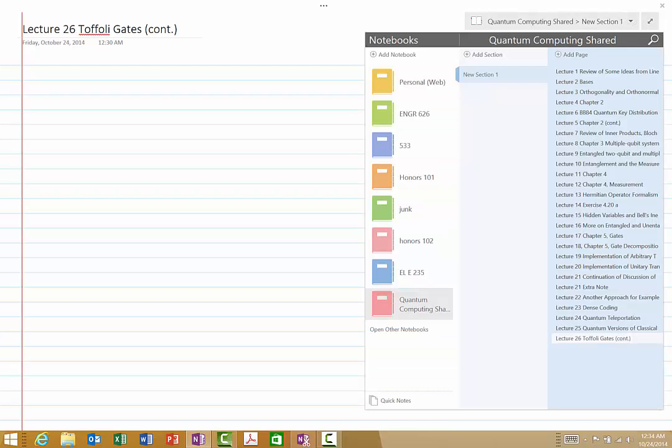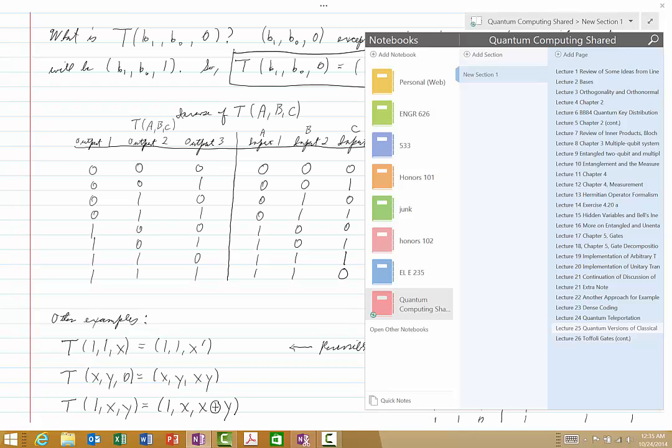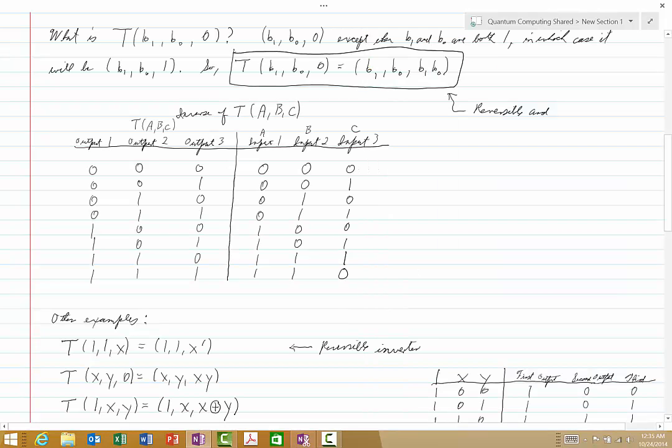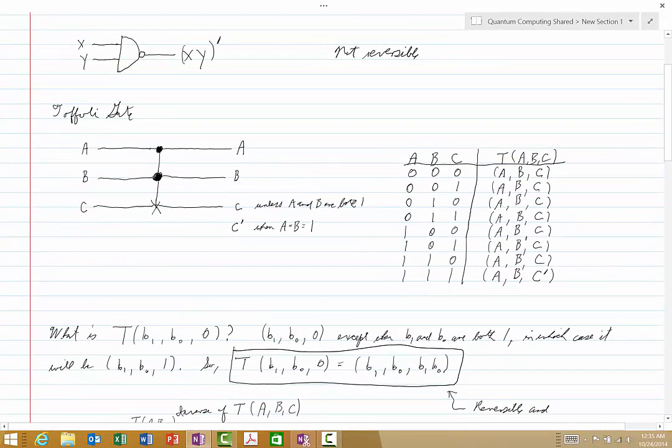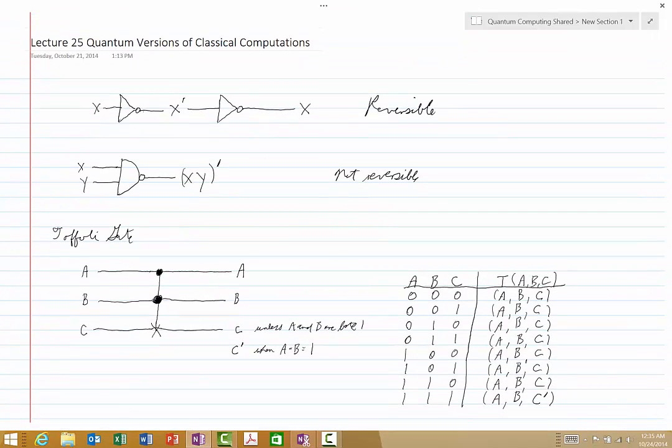Welcome to Lecture 26, in which we will continue to talk about Toffoli Gates. But the first thing I want to do is to go back to Lecture 25 and correct a very small error that was made.